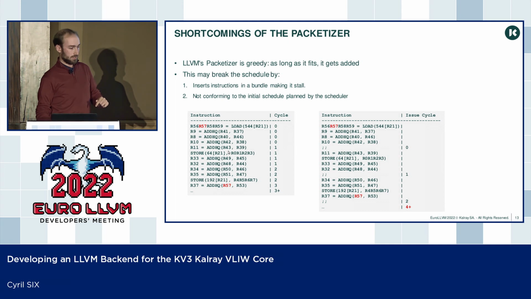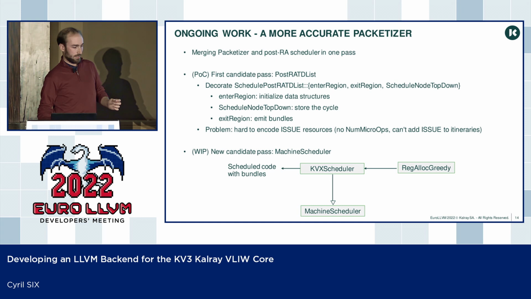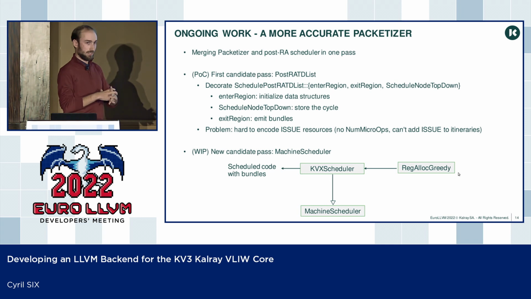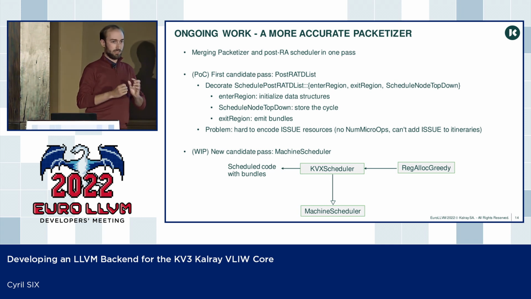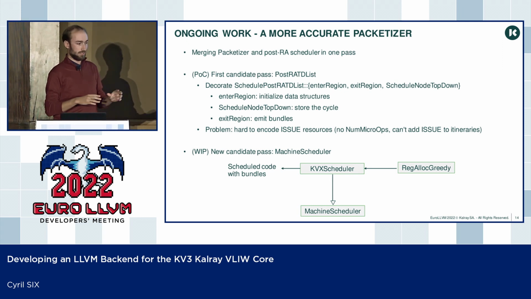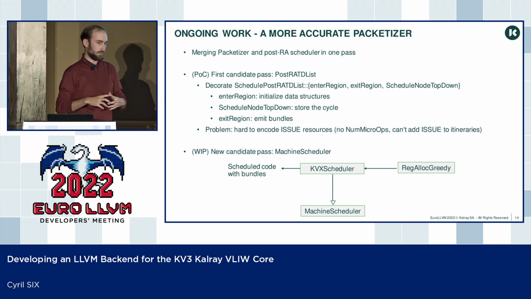Here you have the code after the scheduler, and this is the code after the packetizer. And instead of being at cycle 3 here, I am at cycle 4, because this instruction made the whole bundle stall. So that's a bit of a shortcoming of the packetizer, and we've got some ongoing work to mesh the packetizer and the post-RA scheduler in one pass, because the information of which cycle the instruction was scheduled in has to be sent somehow to the packetizer. And the only way we found to do this is to merge them in one pass.